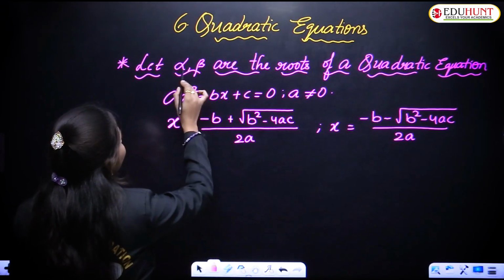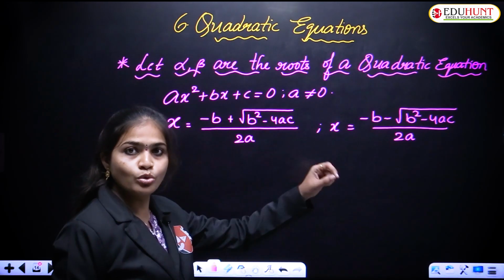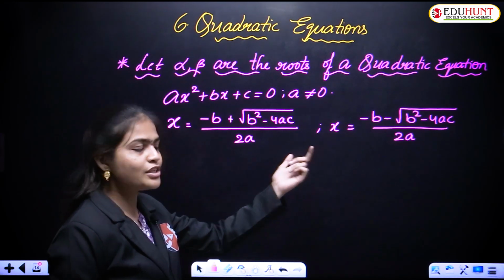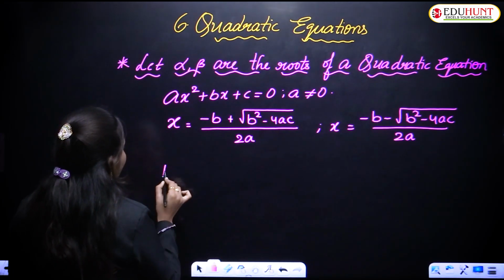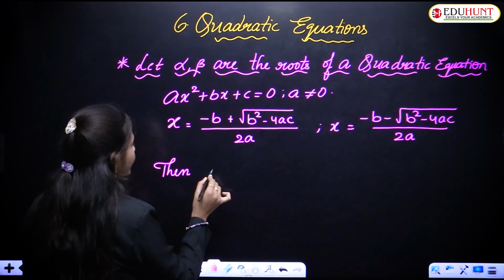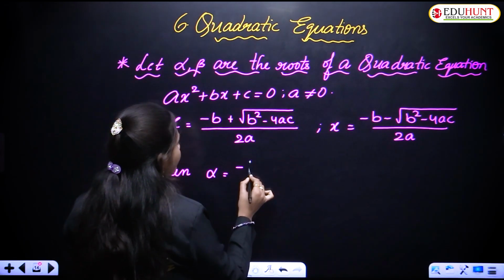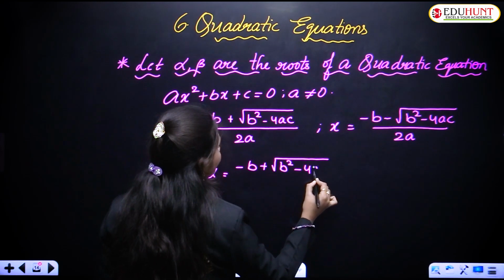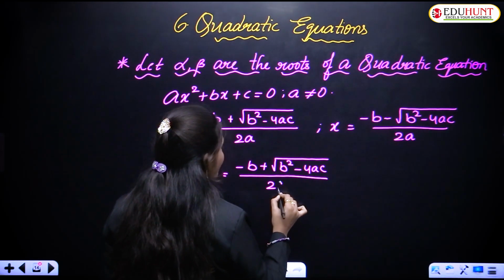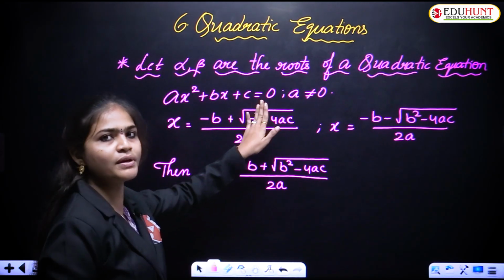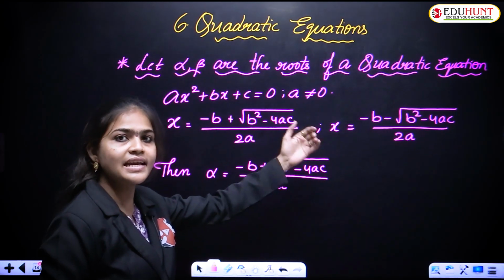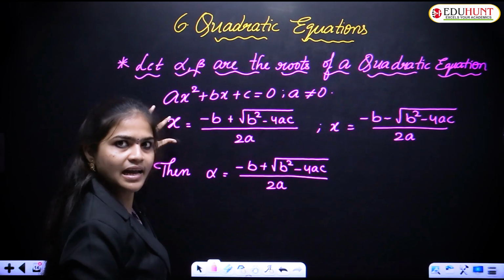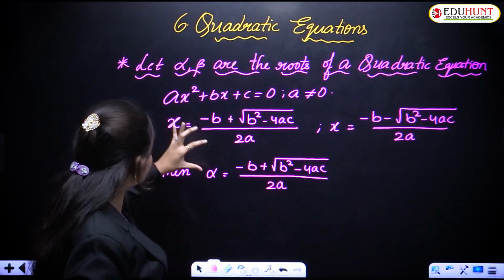Now they have given that alpha and beta are the roots, which means those two satisfy the equation. So alpha is equal to minus b plus square root of b square minus 4ac by 2a. This is one of the roots. By simplifying this we get one value, and that value is the root of the given equation. So that root is the value of x. Am I clear? So here x is equal to alpha.